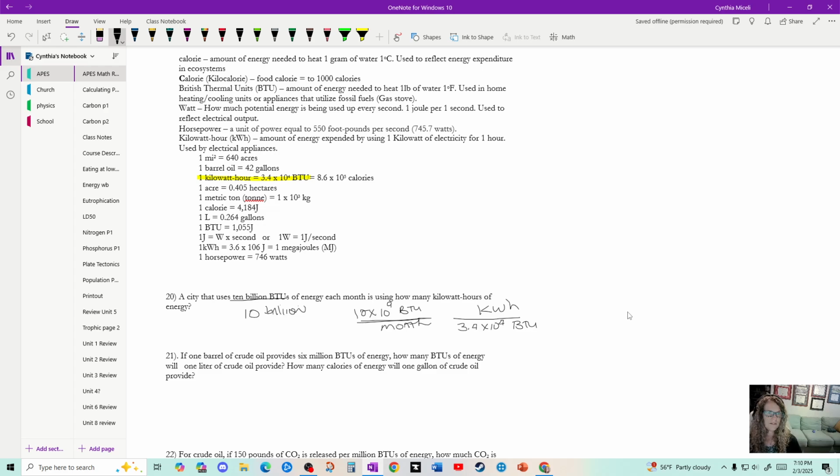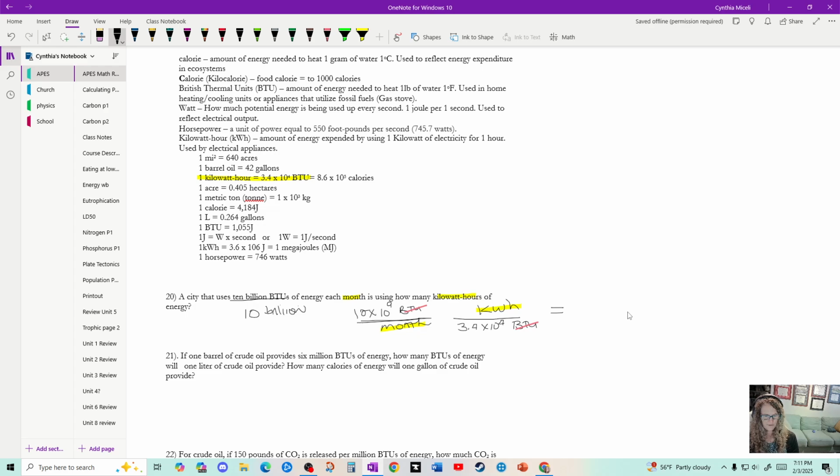So my BTUs units cross out. This is like chemistry nightmare flashbacks. But here's why it's good. Because I know my answer needs to be kilowatt hours per month. And now I can look. What are my units that are left over? Kilowatt hours per month. So I know I set my numbers up correctly because it's giving me the right units. So I know that I am having this guy on top and this guy on the bottom. So that's a big deal to check yourself to make sure you set up your problem correctly. And you get points for proper setup even if you mess up your math.